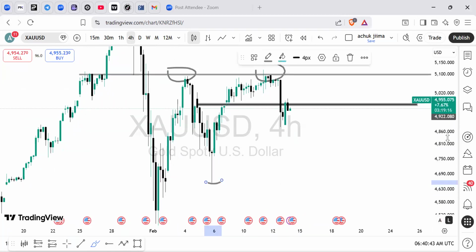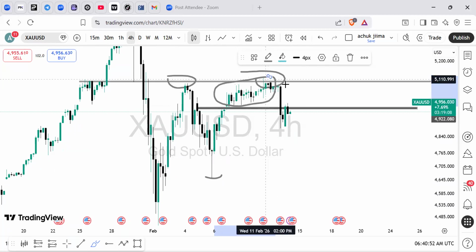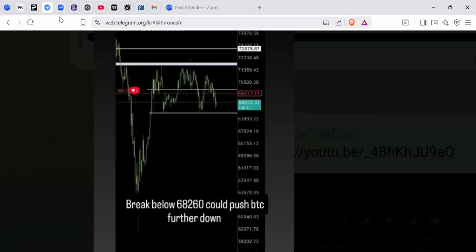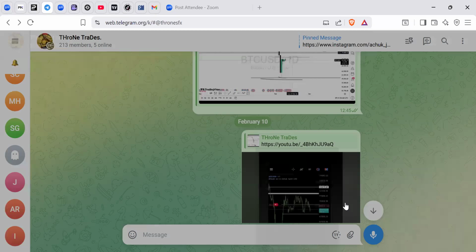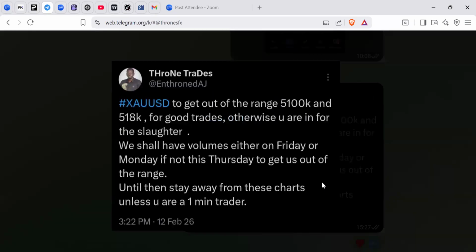And then the market pulls back into this resistance and price difference, and look at how price was ranging here. So this is the area in which I was telling guys you don't want to find yourself trading here because the market is ranging. And this is what I had sent in the tweet. So you wait for gold to get out of the range between 5,100 and 5,018 for you to be able to get good trades. Otherwise, you are in for the slaughter.